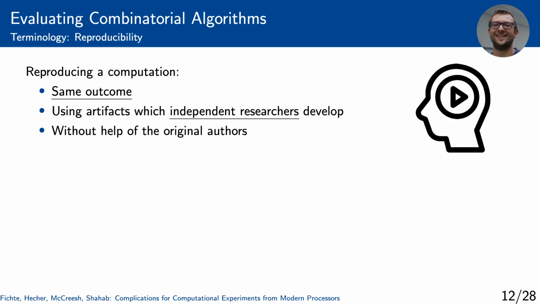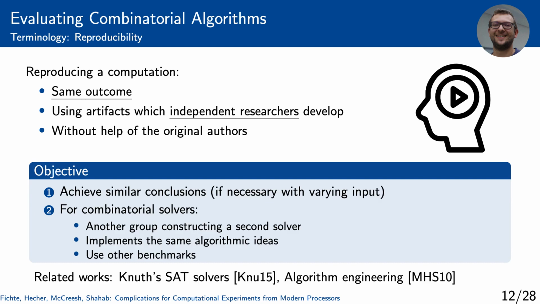Now, by the term reproducibility, we mean that the computation can be reproduced with the same outcome, but maybe with varying details, including minor modifications to the methods or alternative methods. This usually means that independent researchers develop their own artifacts without detailed help of the original authors. Here we aim to achieve similar conclusions, ideally with varying input.